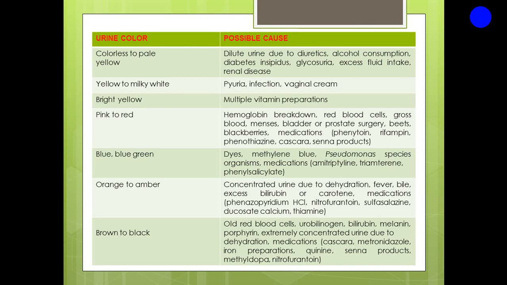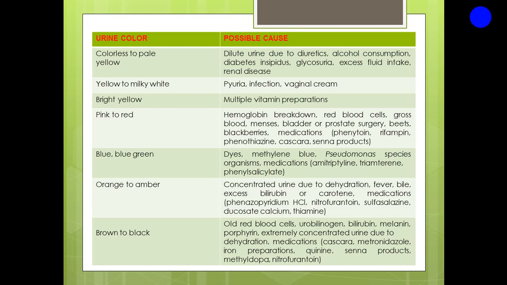or contrast, CT with the contrast, methylene blue, Pseudomonas species. Also the orange to amber means concentrated urine due to dehydration, fever, bile, excess bilirubin, or carotene. The brown to black urine color is due to red blood cells in the urine and urobilinogen, bilirubin, melanin, and the porphyrin.